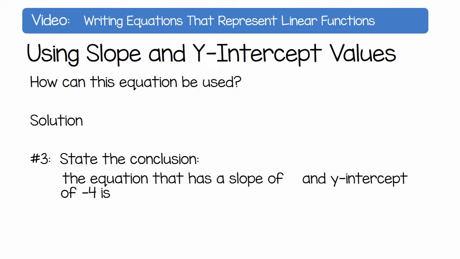To state our conclusion: the equation that has a slope of 2 over 7 and a y-intercept of negative 4 is y equals 2 over 7x minus 4.